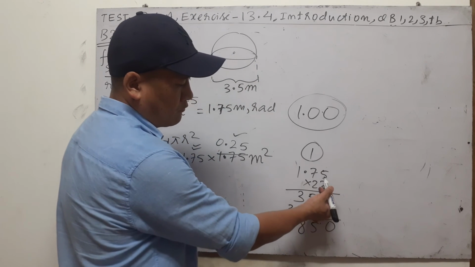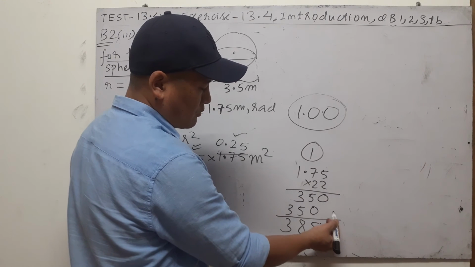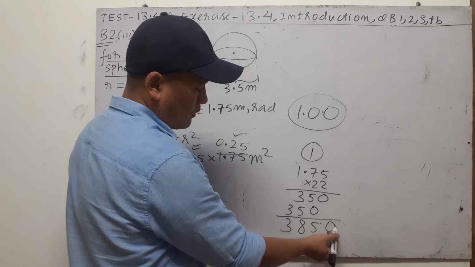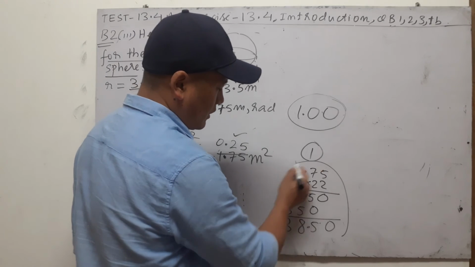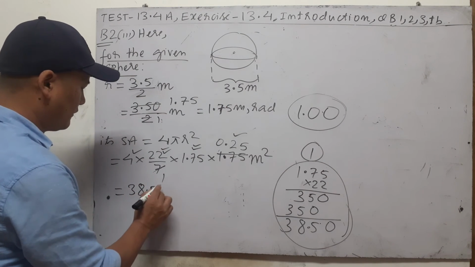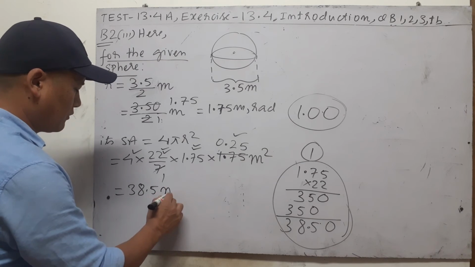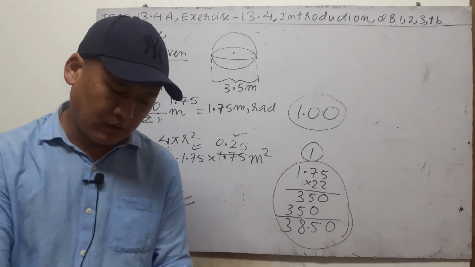Count decimal place. Here 1. On the right of point is decimal place. 1, 2. So start from extreme right on your answer. Go left 2 places. 1, 2. Because there are 2 decimal places. So our answer is 38.50 meaning you can just write 38.5 also. That's your third one. This completes B2.